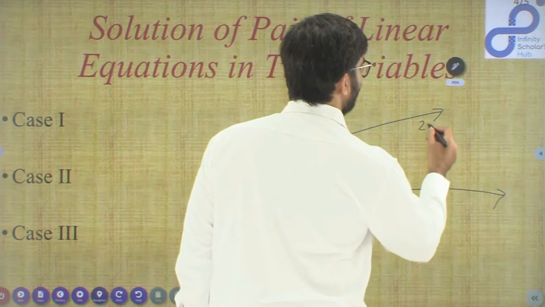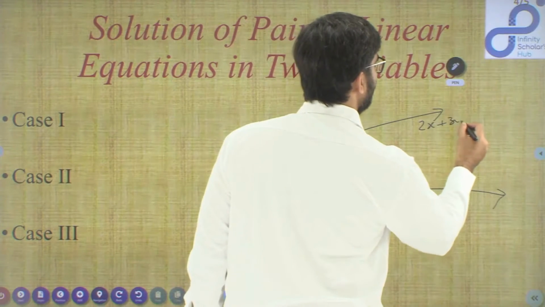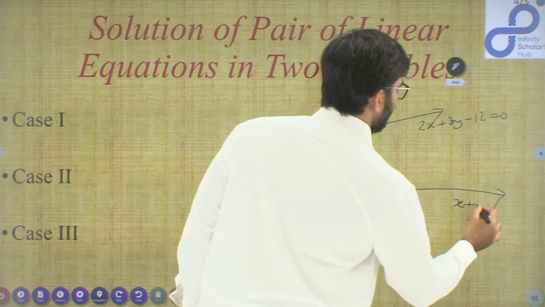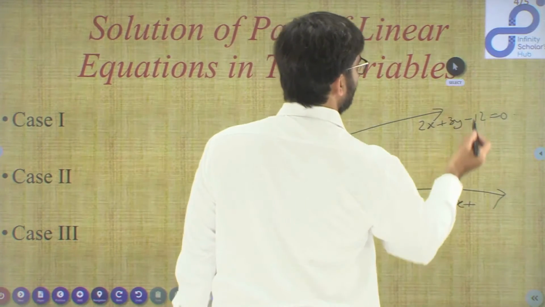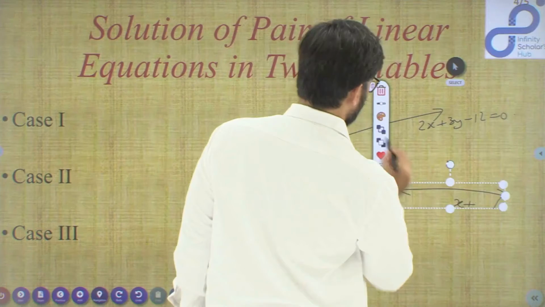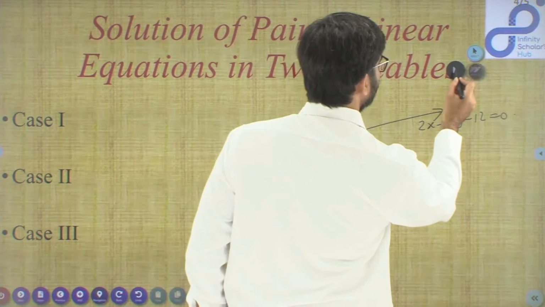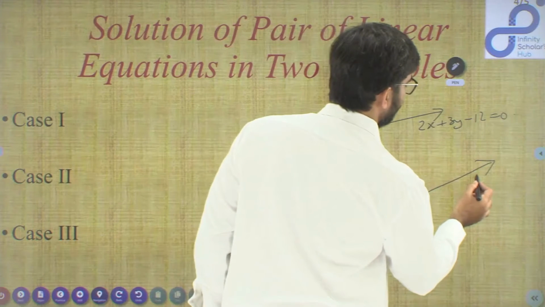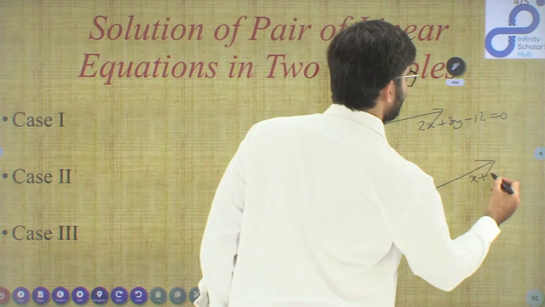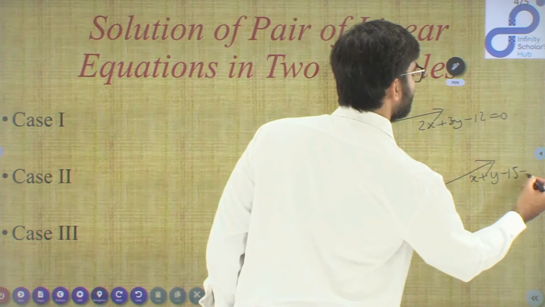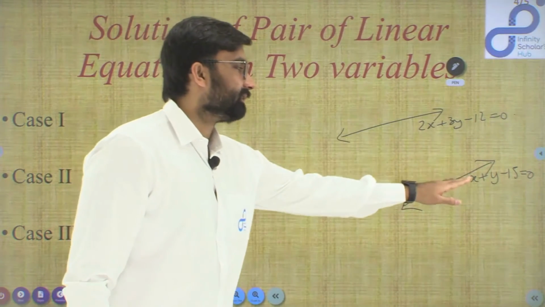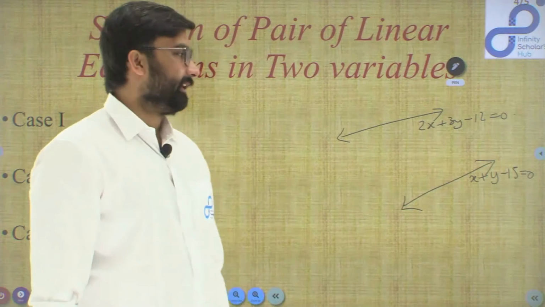Let's take that equation as 2x plus 3y minus 12 equals 0, and this will be x plus y minus 15 equals 0. So this line is of equation number 1 and this line is of equation number 2, right?